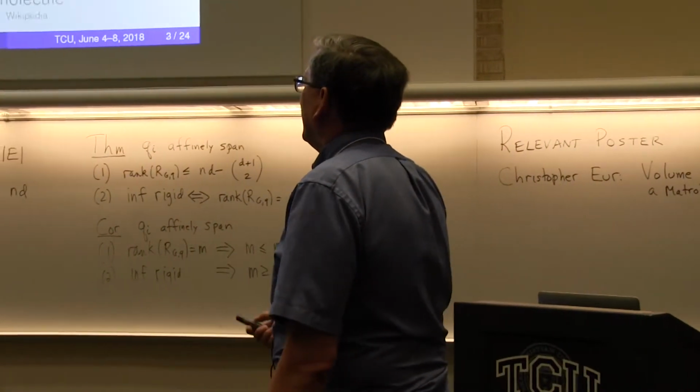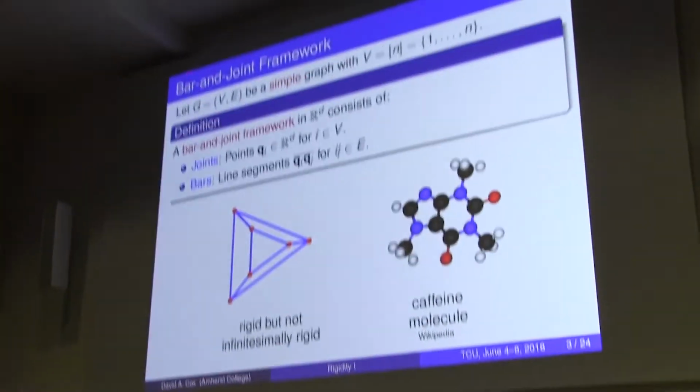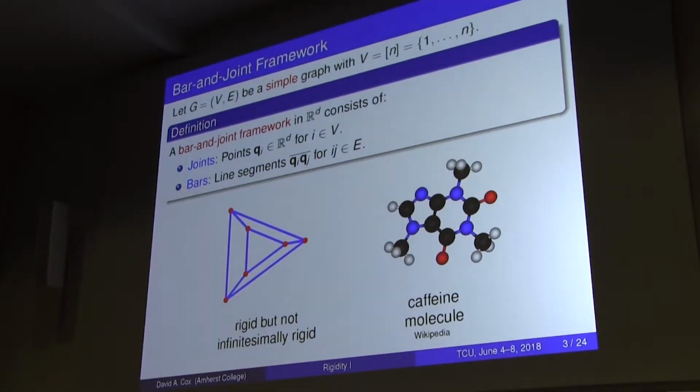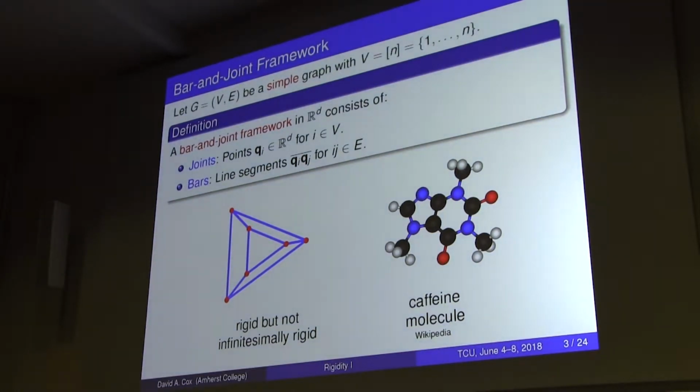So just to get started with a bar and joint framework, I'm going to take a simple graph, and I'm going to use the standard notation [n]. It's just the set from one to n. I'm going to think of that as my vertex set for the graph, with no multiple edges and no loops. And then a bar and joint framework is going to live in some Euclidean space. So I need a bunch of points in the Euclidean space, and then I also want to add the line segments determined by the edges of the graph. And so here's a framework in the plane. Later we'll see this one is rigid, but not infinitesimally rigid.